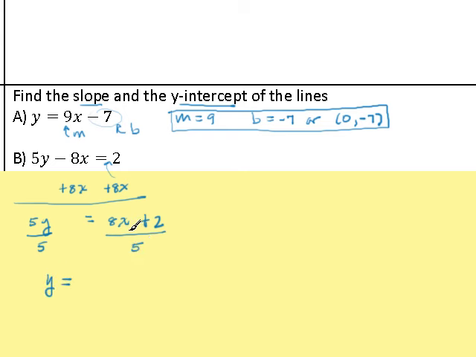So here we have y is equal to, and in front of the x we have 8 over 5, 8 over 5x plus 2 over 5. So there's our slope, and there's our y-intercept. So let's write that. M is equal to 8 over 5, and b is equal to 2/5, or in point form 0, comma 2/5.